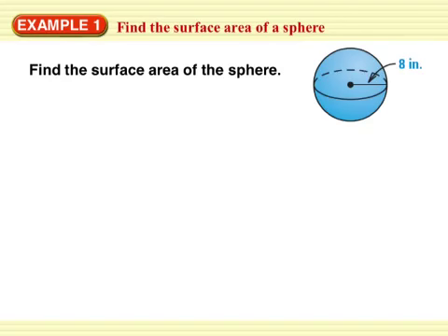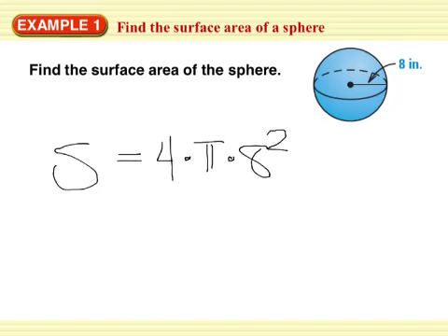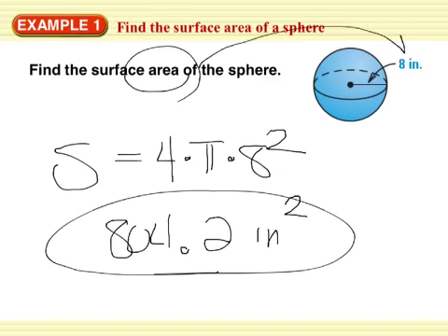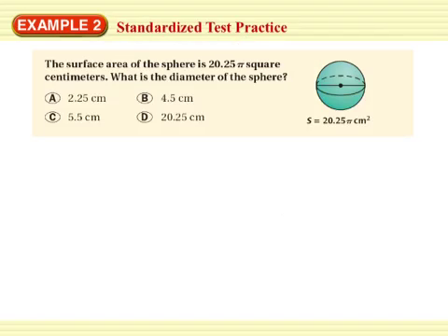Let's use it. Find the surface area of the sphere. S equals 4 times pi times 8 squared. 4 times pi times 8 squared, I get 804.2 inches squared. Okay, surface area means that is going to be squared. Volume is always cubed.